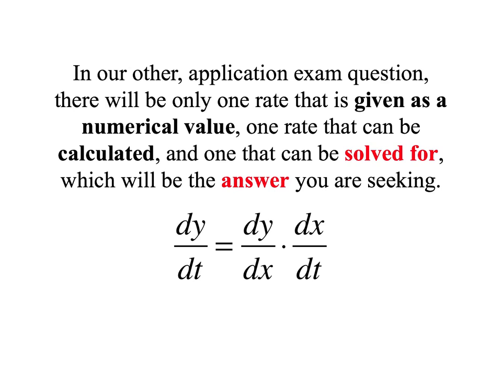And so there's going to be one rate that will be given as a numerical value and one rate that will be calculated and one we solve for, and we'll have an equation that looks something like this. dy/dt is equal to dy/dx times dx/dt. The dx's cancel just like variables or units or numbers. And in this question on your exam, this first value, the value on the left, is the value that you're actually seeking, and so one of these will be calculated and one will be given.